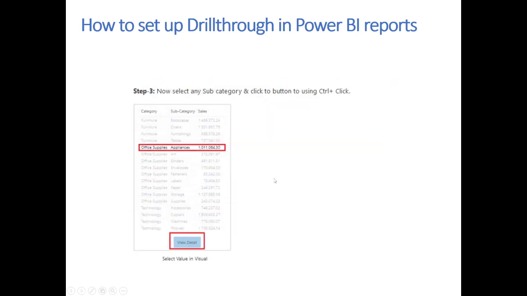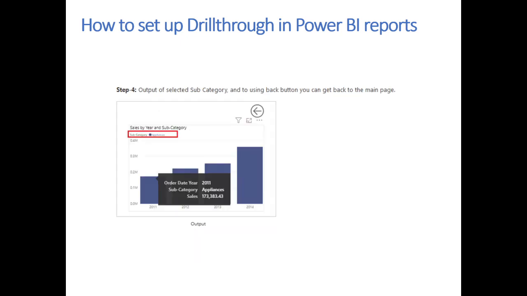Now step 3: you can select any subcategory and click the button using Control click. So you can click and then View Detail. This shows the output of the selected subcategory, and using the back button you can get back to the main page. So if you click on this, it will go back to the main page.